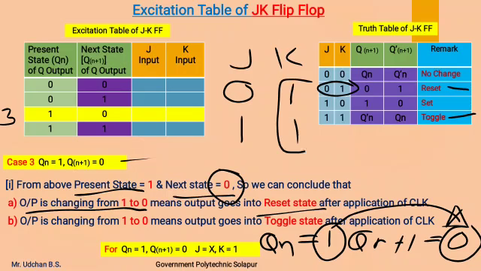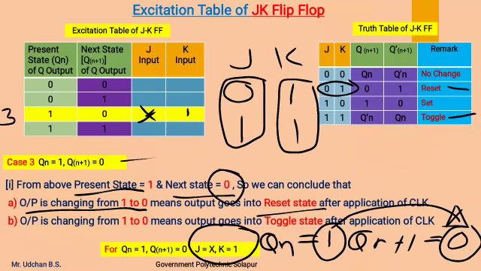Now here the value of k is not changing for both the conclusions, so I can write the k input as a 1 and the value of j is changing, it is 0 for first conclusion and 1 for the second conclusion, so I will write the don't care condition in the column of j input. So for Qn 1 and Qn plus 1 0, the value of j is don't care condition, that is 0 or 1, and value of k is 1.